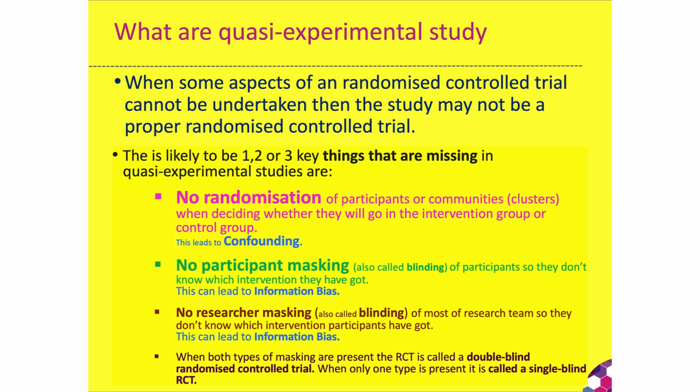There are two types of blinding and masking. The first one is blinding or masking of participants, so they don't know which intervention they've got. And the second one is blinding and masking of the research team, so they don't know which intervention participants have got. When this is not possible, there is a possibility that information bias may be generated. When both types of blinding are present, the randomized controlled trial is called a double-blind randomized controlled trial, and when only one is present, it is called a single-blind randomized controlled trial.